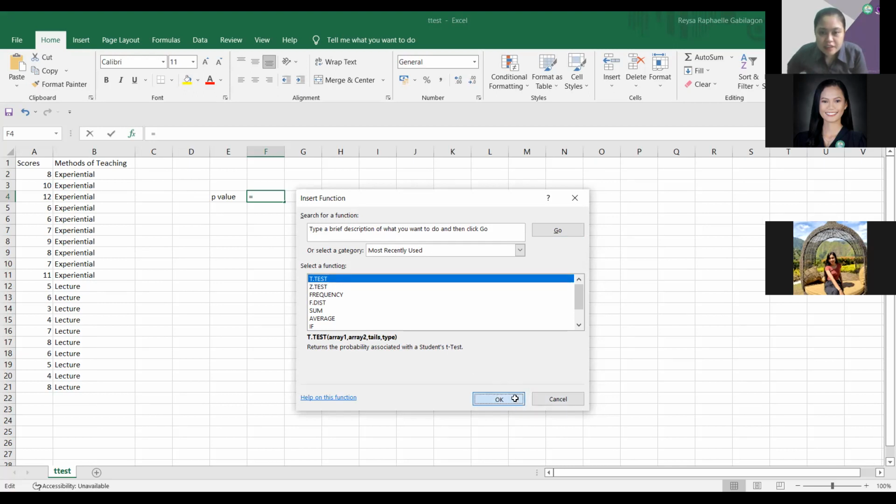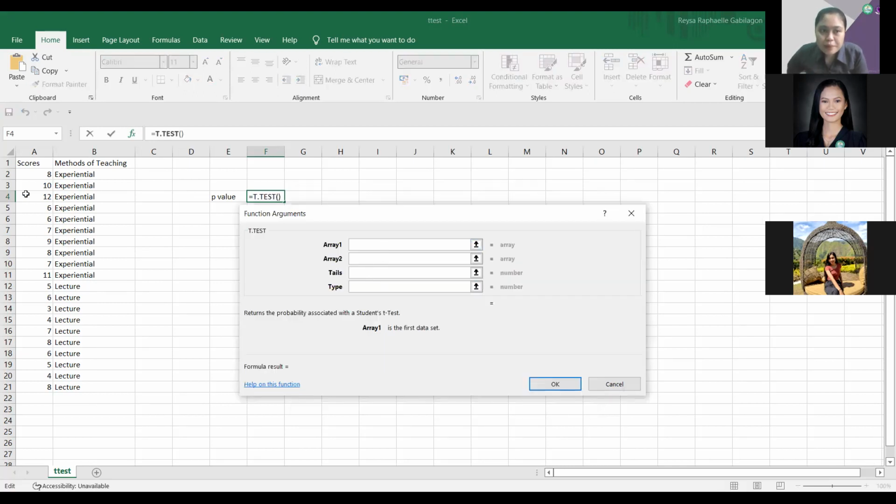Okay? Now click t-test, and then the RA1 will be for the group 1. So I will just highlight this one. Ito yung group 1 natin kanina, diba? Experiential teaching. So, i-highlight mo lang yung scores nila. And for the RA2 will be for the group 2. So, this is 5 to 8. Ayan. And then the tails, na-mention natin ito kanina when we did the manual computation. We are going to do two-tail distribution since our hypothesis is non-directional.